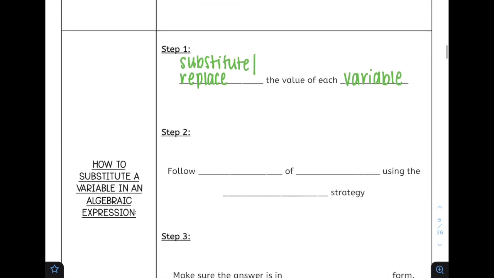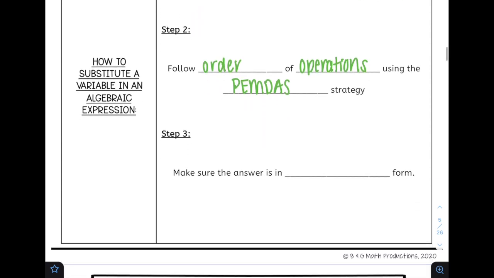For step 2, you want to make sure you're following order of operations. It's always important. You can do this by using the PEMDAS strategy. The third step that I follow is to make sure that your answer is in simplest form. So whether you're dealing with fractions, you could always simplify it.